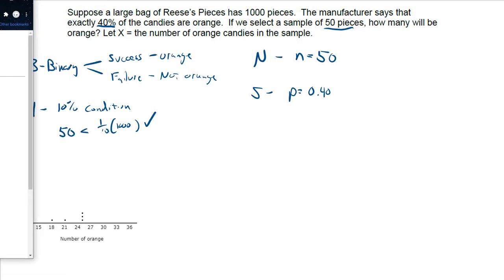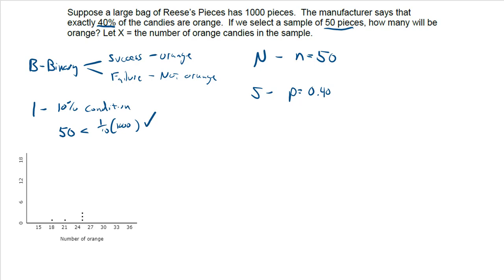All right, so now we've got this in our notes a little bit of what we're talking about. Let's think about it: what does each one of those dots represent? Well, it's going to represent the number of orange from a sample of 50. So remember, each dot represents the number of orange from a sample of 50. All right, so that's what each dot stands for, okay?